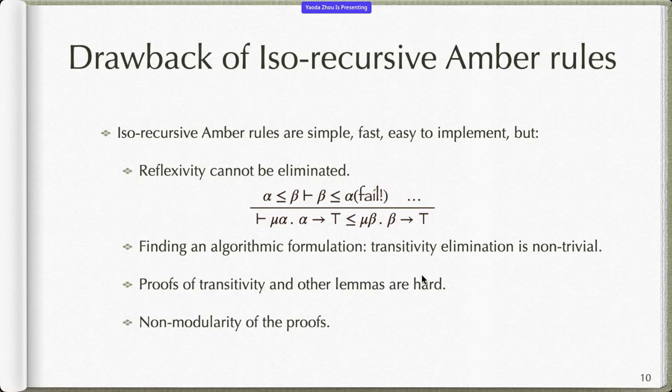And secondly, the transitivity elimination is non-trivial, which means that we cannot simply drop the transitivity rule. And even the proof of transitivity and other lemmas are also difficult. And there are no mechanized proofs for Amber rules before. And the only proof for transitivity that we are aware of is very complicated. And finally, since we have a special form of subtyping relation assumption in the context, the proof for Amber rules is not modular, which means that the proof cannot be easily extended to other systems with those standard subtyping relations, and we cannot just reuse the existing proofs when doing this extension.